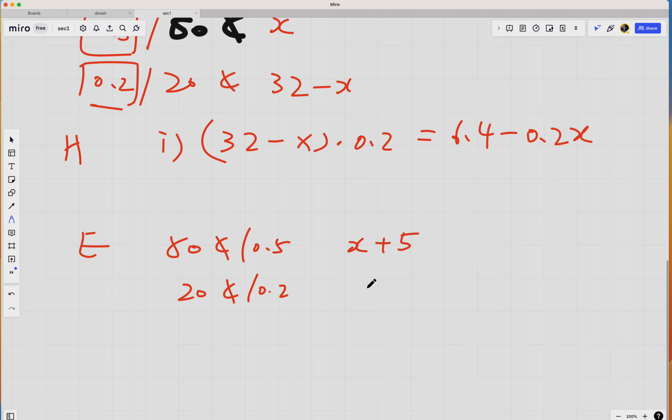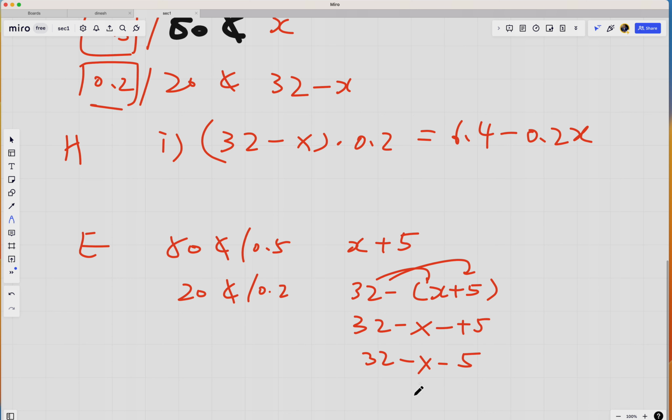So 32 minus this whole thing. When you minus the whole thing, you need to give a bracket. Then if you give it a bracket, you also need to simplify. So you open the bracket: 32 minus X, then minus plus 5, so minus 5. So simplify is 27 minus X. Good. So find and simplify the expression for the total value of coins that Elliot has.